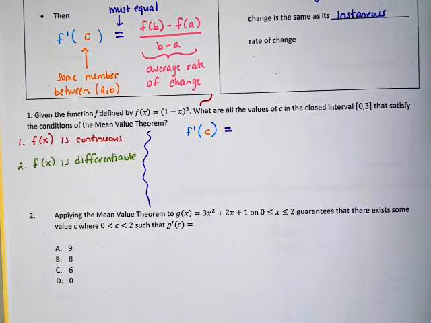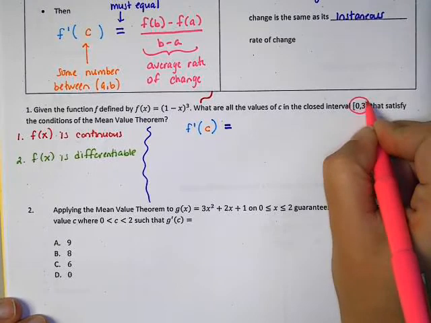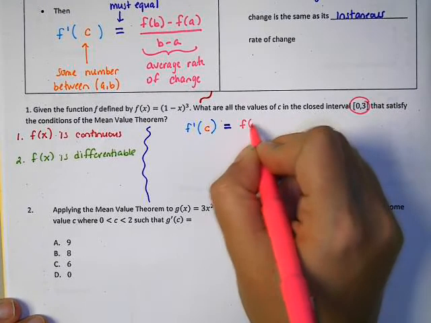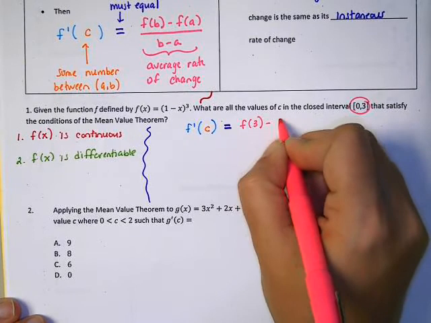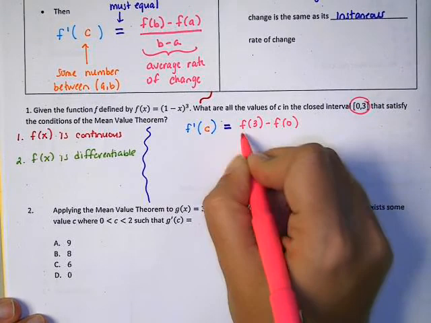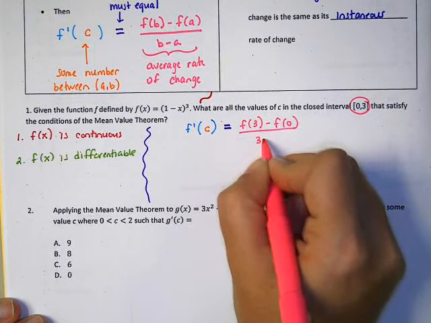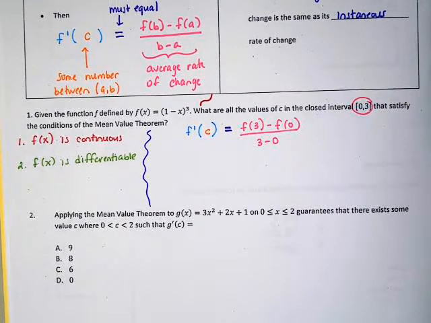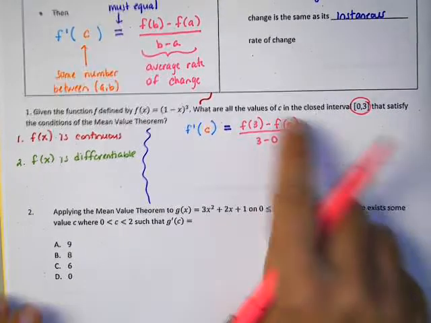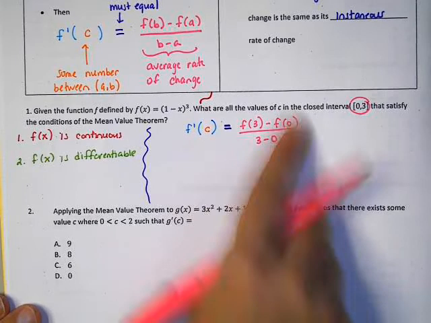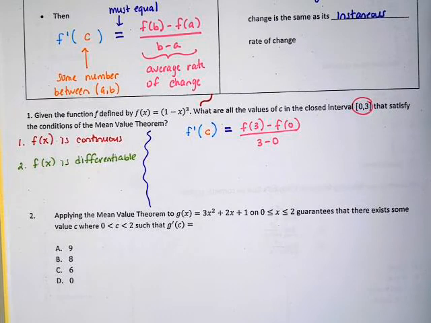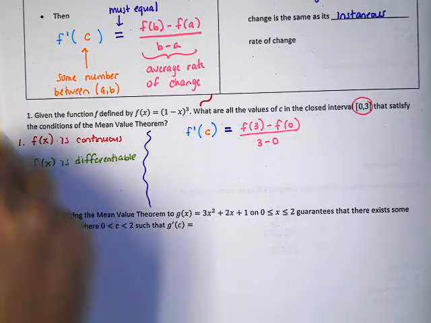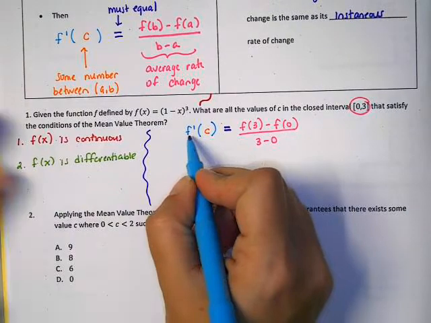Now, the average rate of change over this interval would be f of 3 minus f of 0 over 3 minus 0. And what this is asking me to do is to solve and find the values of c that make this equation work. So let's see if we can do that. The first thing I would do is I would take the derivative and plug in c.